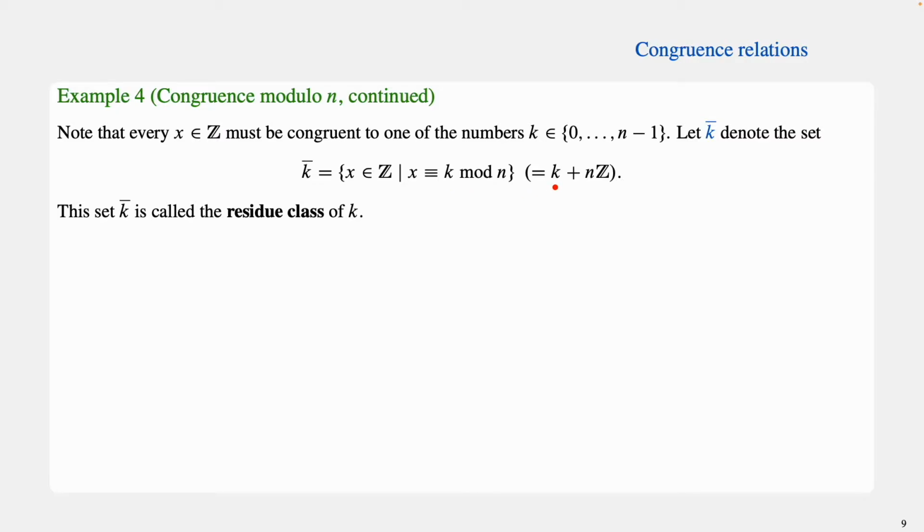For this we use the notation k plus nZ. So nZ means all the multiples of n. Just take all the integers and multiply them by n, then you get all the multiples of n. And if you add k to this set, then you get all of these numbers here. And we call this set k bar the residue class of k.